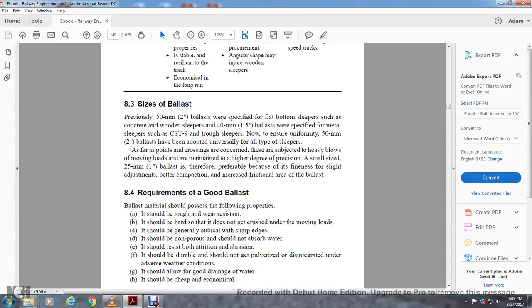8.4 The requirements of good ballast. Ballast material should possess the following properties. It should be tough enough to be wear resistant and hard, so that it does not get crushed under the moving loads. It should be generally cubical with sharp edges, to be non-porous.